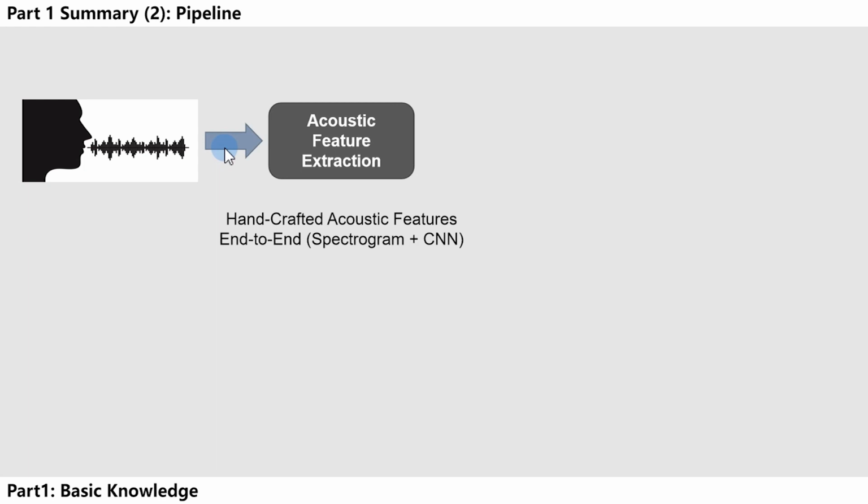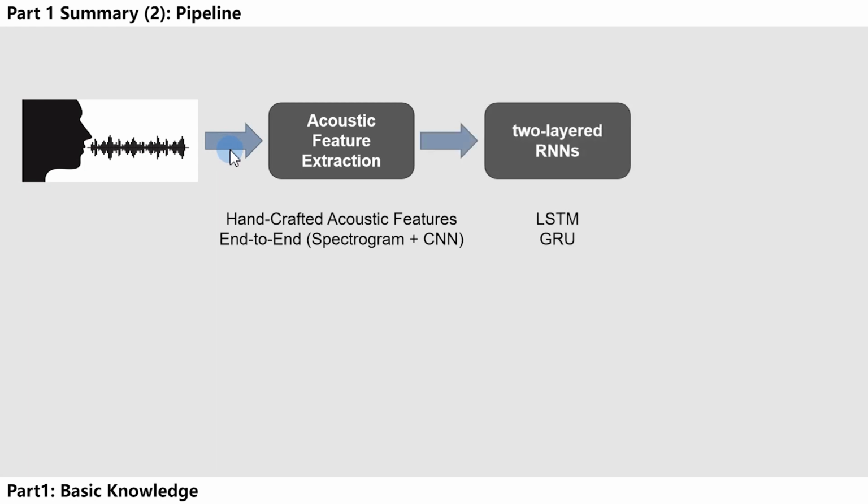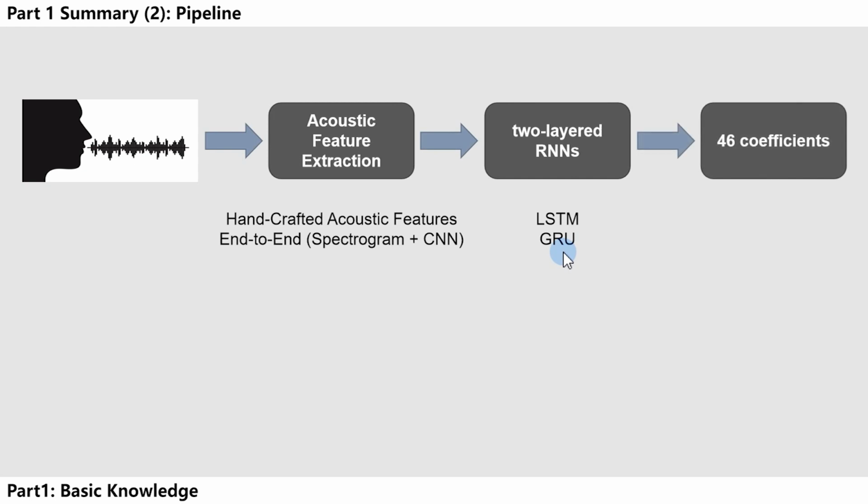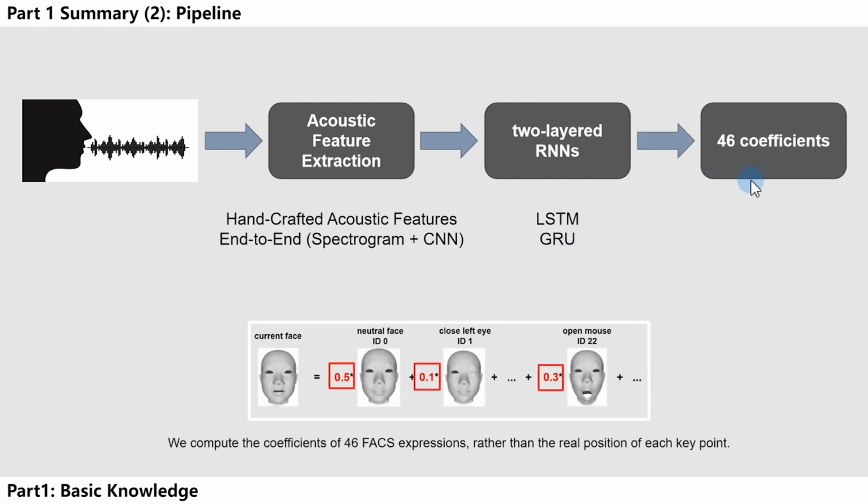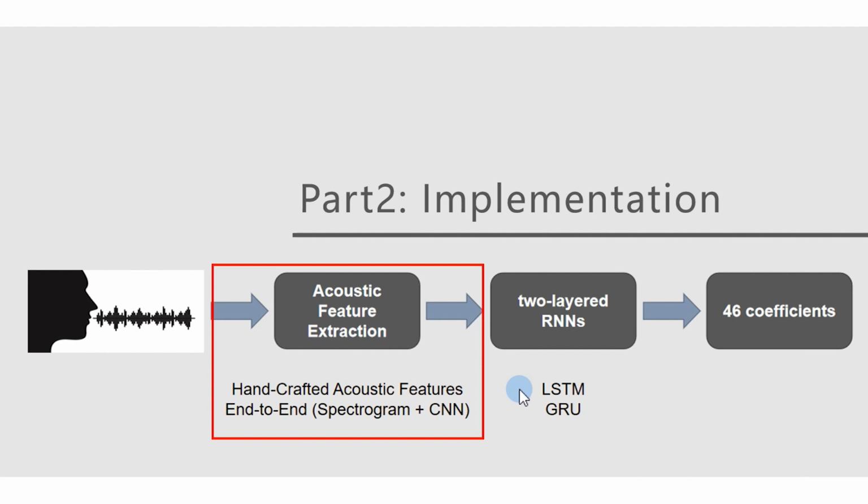We can use an end-to-end model to extract features, and then we feed those features into a two-layered RNN. It can be LSTM or GRU. And finally, we need to predict those 46 coefficients, and those 46 coefficients are the right number we discussed before.